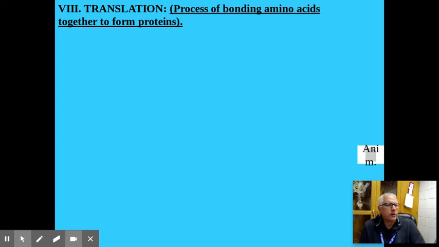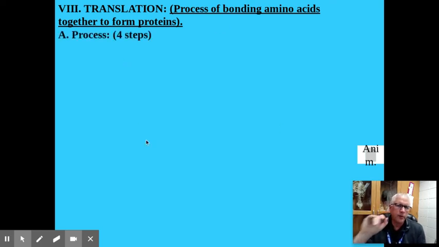We talked about yesterday how you have to have the blueprint, that's what we made with transcription, and the building materials at the same location. Okay, this is where in translation we're going to build the house. We got the building materials, we got the blueprint, we're going to put them together, and we're going to make these blood cells, skin cells, muscle cells, what have you. We're going to break this into 4 steps instead of 3. This will go in your foldable.